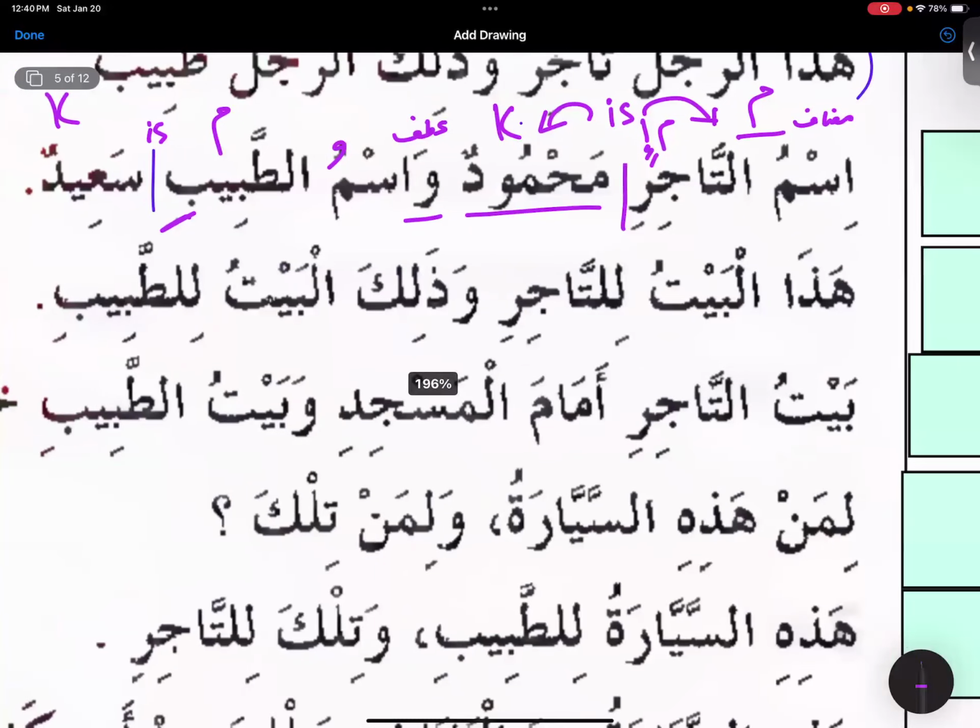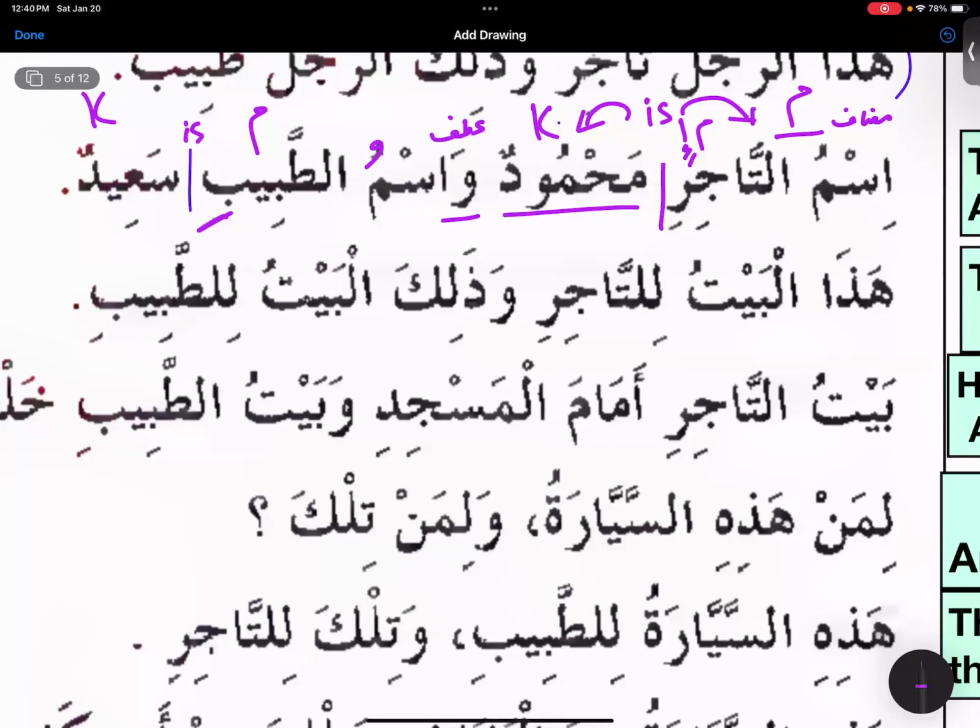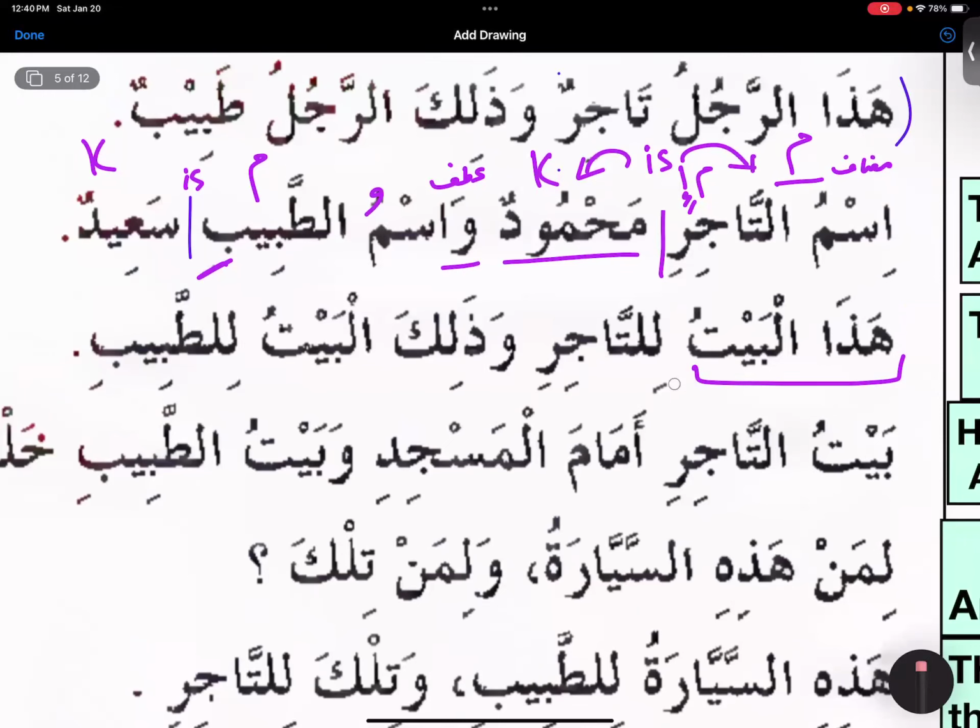Now, Hazal Baitu Litajiri. Now, Hazal Baitu is a fragment. This is musharun ilai, Al Baitu. Exactly. So this is one bucket. Does Al Baitu have any relation with this one here? No. So break in the chain here. So my is goes there. Hazal Baitu, the whole fragment, is muqtada. This house. And now Litajiri, can I call it khabar or something else?